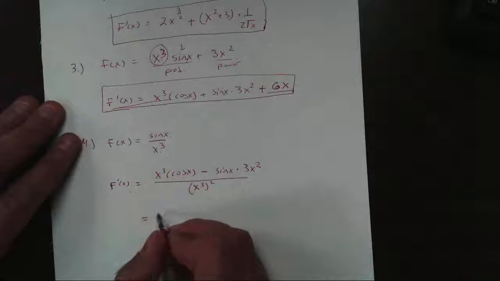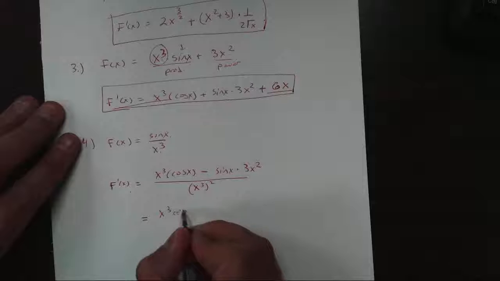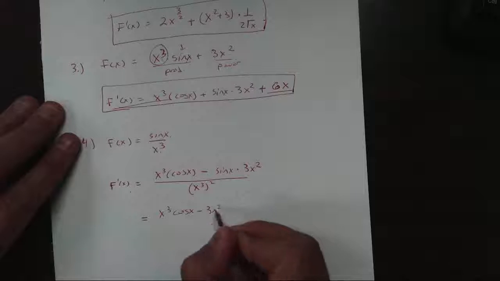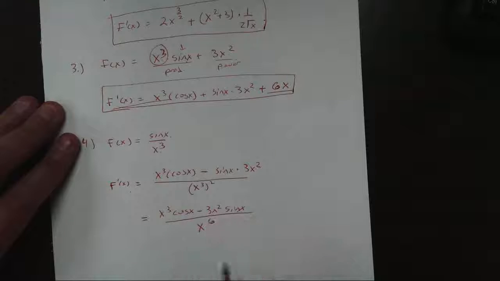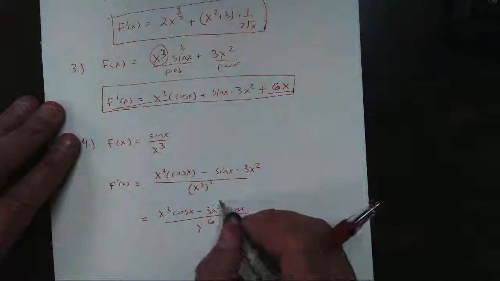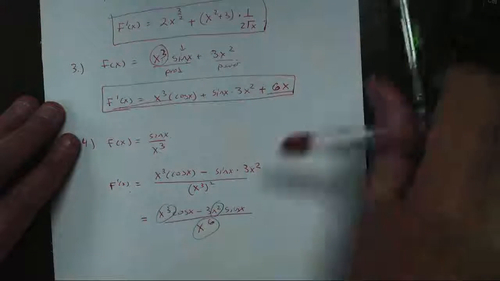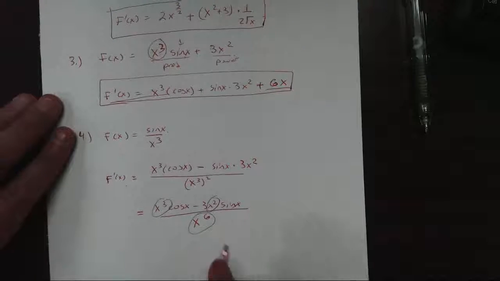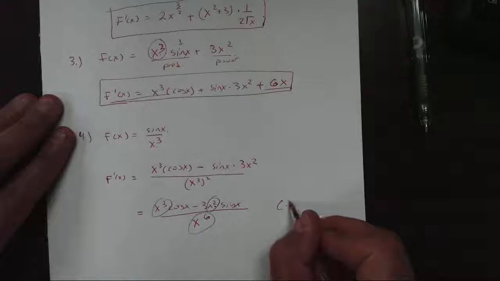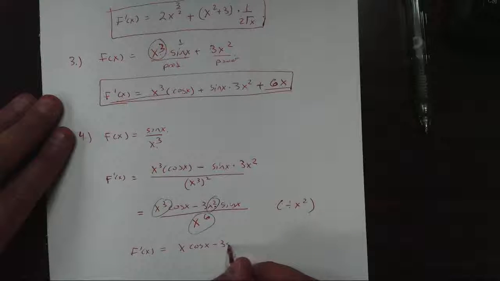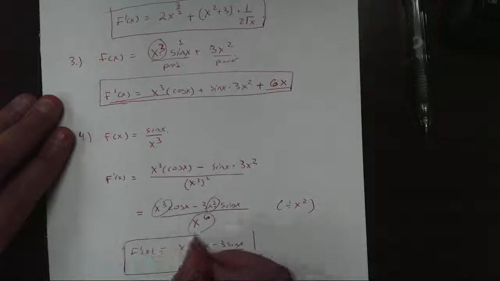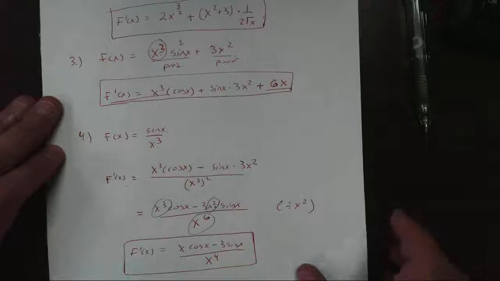So if I clean this up a little bit, I want to show you something here. X cubed cosine of x, I'll put the 3x squared out front, sine of x, all over x to the 6. And if you notice, I can actually simplify it. Now you can leave your answer like this, that's fine, but I can also divide everything by x squared. So I can get my derivative, if I want to clean it up, x cosine of x minus 3 sine of x over x to the 4th. And there's your derivative. Very easy to do.